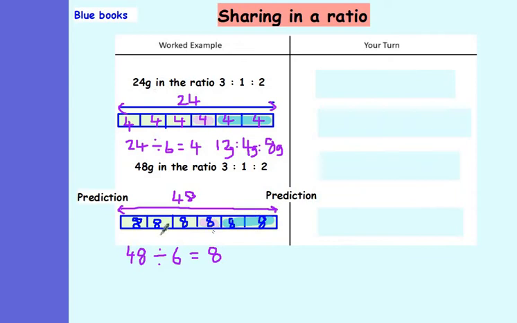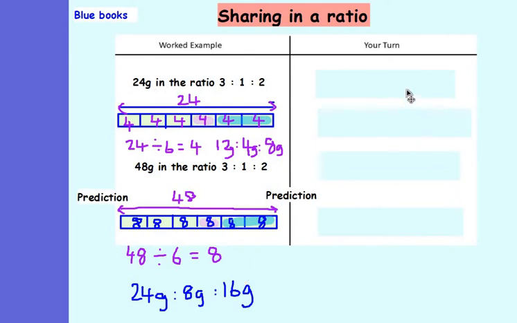So sharing it in that ratio is going to give me 24 grams, 8 grams, to 16 grams. Which interestingly is just double what we had before. You'll notice that 24 grams doubles to give 48 grams, and when the ratio is the same, we've just doubled every single one of our values. Did you predict it and get it right? Well done if you did.